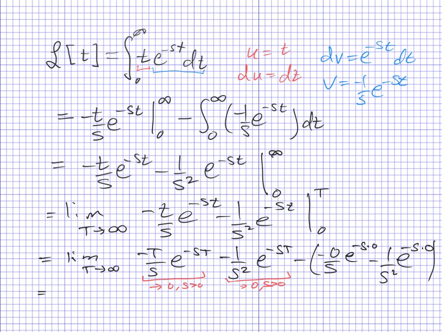Now, that last term back there, that just is equal to 0. And then we have one term left. We have the opposite of negative 1 over s squared. That simplifies down to just 1 over s squared when s is greater than 0. So we've shown the Laplace transform of t is just 1 over s squared when s is greater than 0.